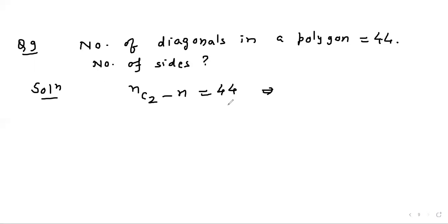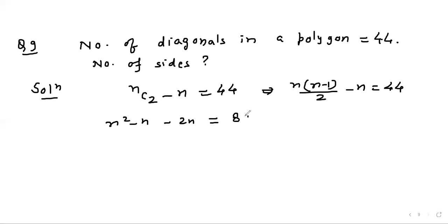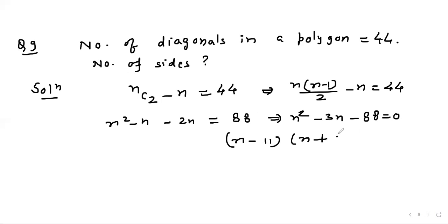So we simplify, nC2 means n into n minus 1 divided by 2, minus n equal to 44, which can be written as n square minus n minus 2n equal to 88, or n square minus 3n minus 88 equal to 0. We can factorize it. So n minus 11 and n plus 8 equal to 0. So n equal to 11, n cannot be minus 8. Let's see next question.